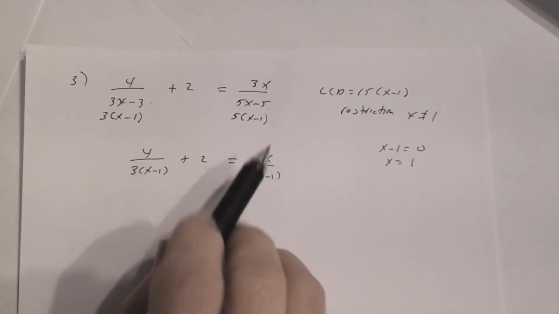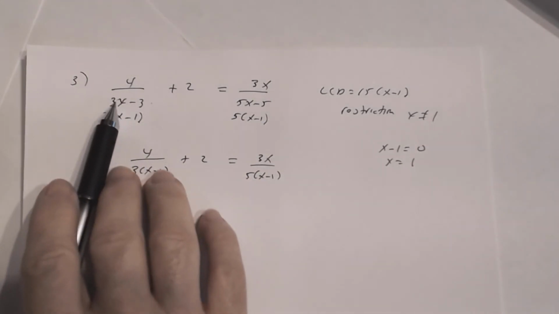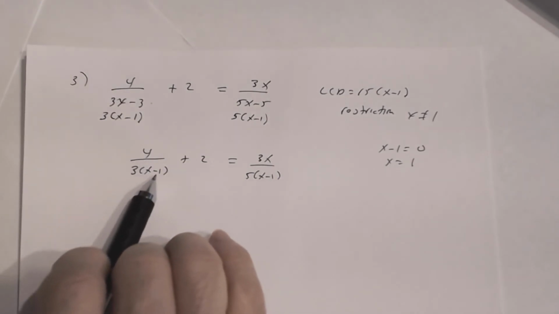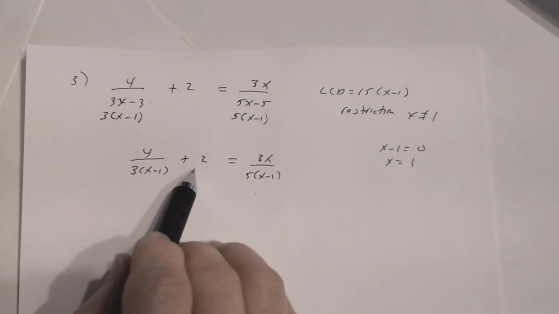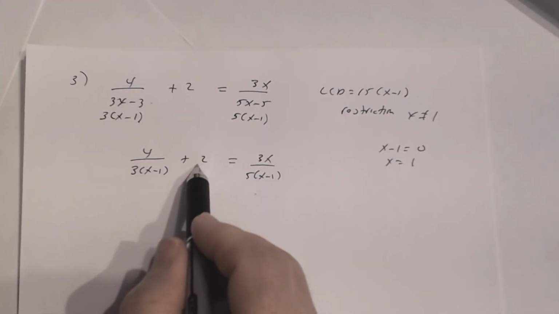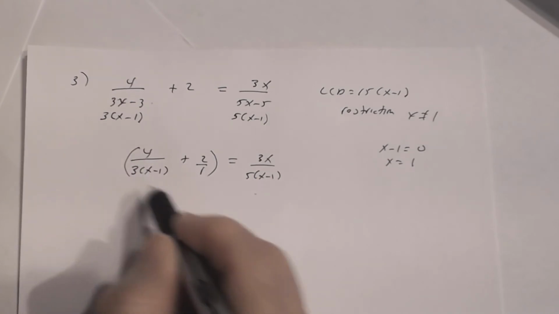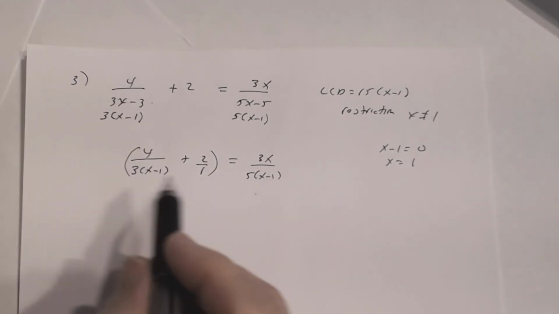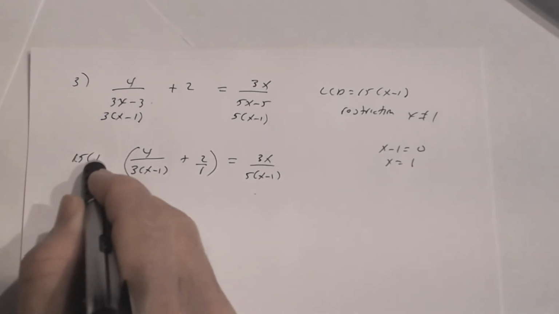Okay, so once you find both of those, let's go ahead and clear the denominator. Remember, the whole point of multiplying both sides by the least common denominator is to get these factors to be 1s. This is already a 1 here, 2 divided by 1, right? Now let's put those in parentheses since that's more than one fraction. My least common denominator is 15 times x minus 1.